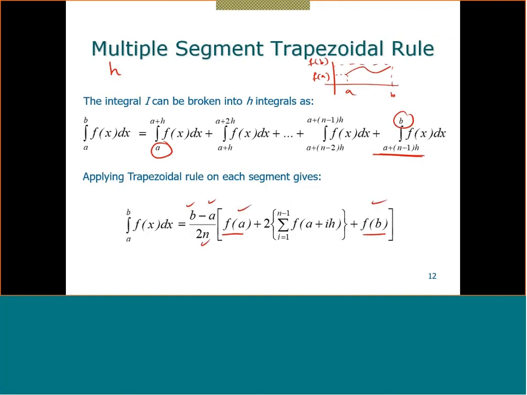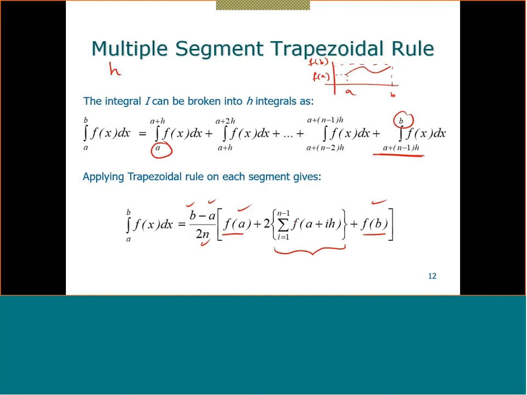Now we are left with this summation. It goes from i equal to 1 to n minus 1. N, as I said, is the number of segments. If n is equal to 5, sorry, it is 4, so this goes from 1 to 3. So you have 3 elements at i equal to 1, 2, and 3.